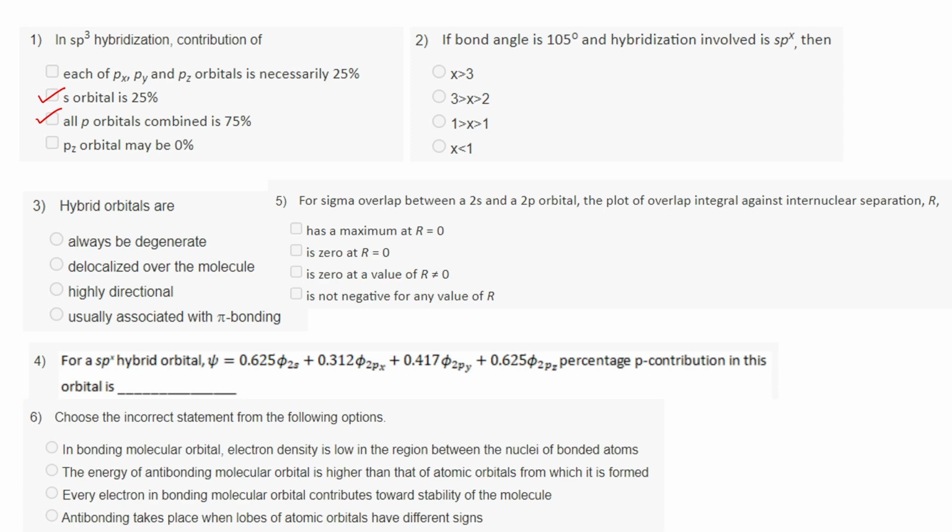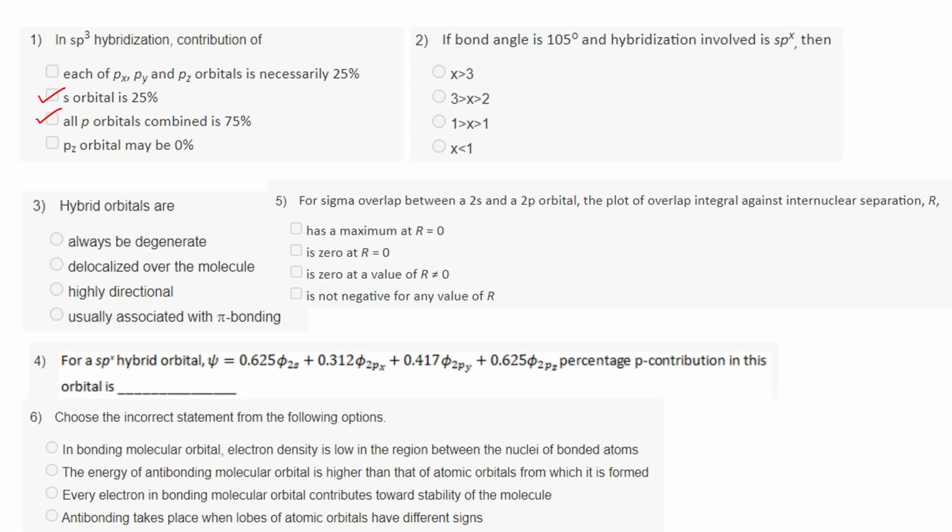One thing is, when the p character is 100%, when there is no s character, the angle is 90 degrees. If it were totally p character, the angle would have been 90 degrees. But here it is greater than 3, because for sp4 the p character is 80% and the s character is 20%.